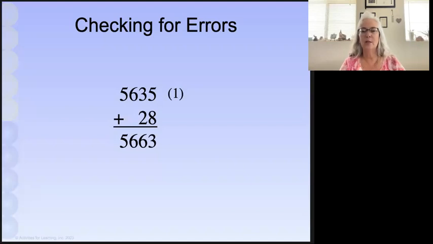2 plus 8 is 10. 1 and 0 is 1. For the 5,663, I'm going to cast out the nines. So that leaves me with 5 plus 6, which is 11. 1 plus 1 is 2. Is that making sense to everybody?